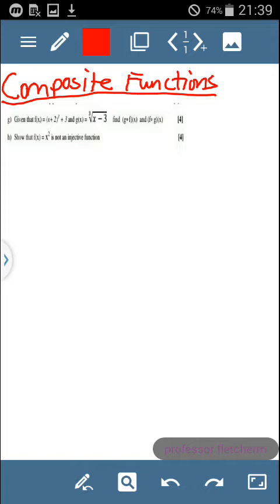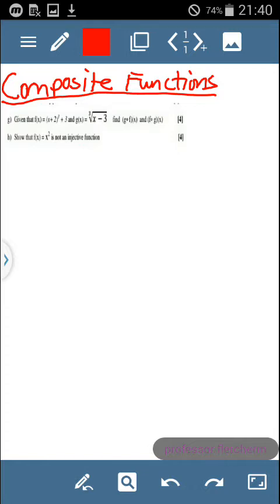So, when we're talking of composite functions, basically it's a function within another function. What happens if we take one function and make it part of another function? Okay, it will be clear soon.